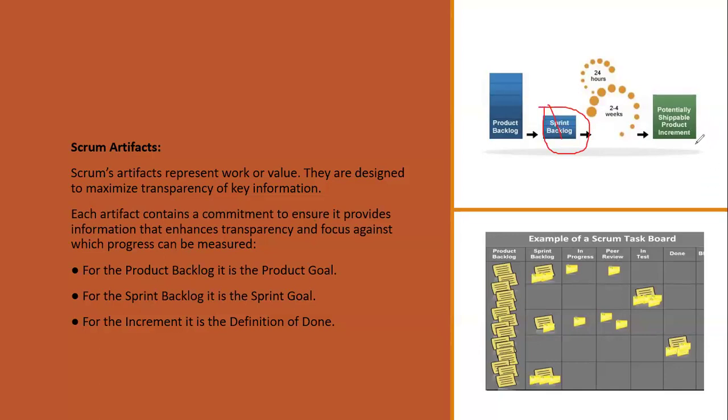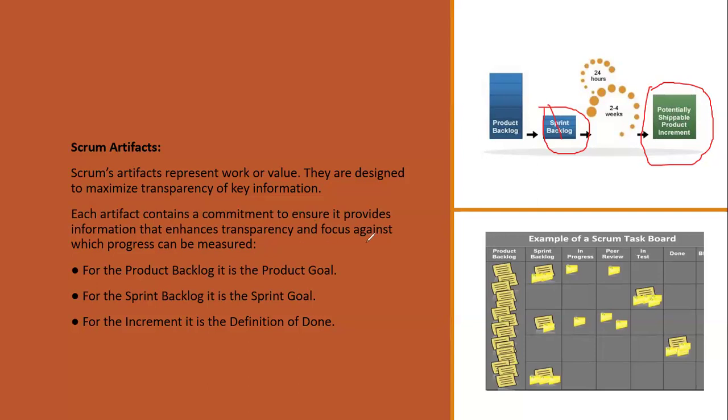Then the next artifact you have is the increment, right? That is the potentially releasable increment that you have. At every sprint, you must release an increment, right? It's expected that the team will release an increment, a potentially shippable increment, right?